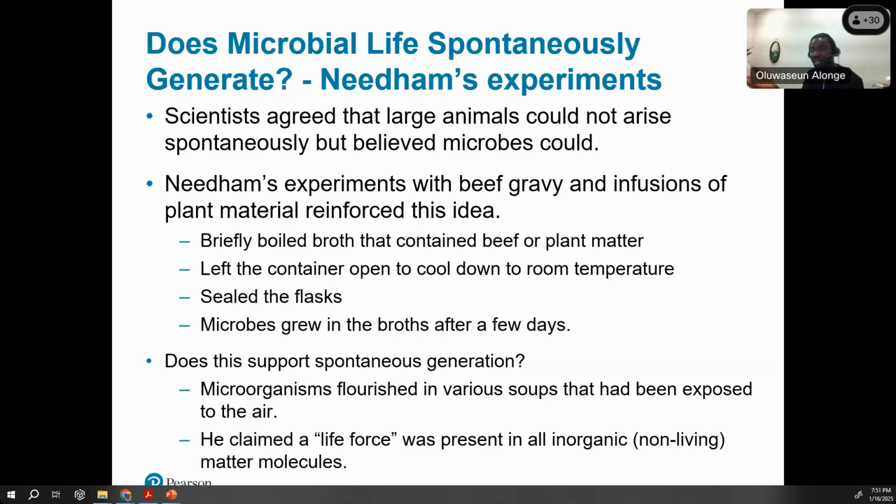It was not a deep cook. It just briefly boiled it. So he sealed the flask, and then he noticed that bacteria grew in it. And the thought is that because he briefly boiled it, he may not have killed them.